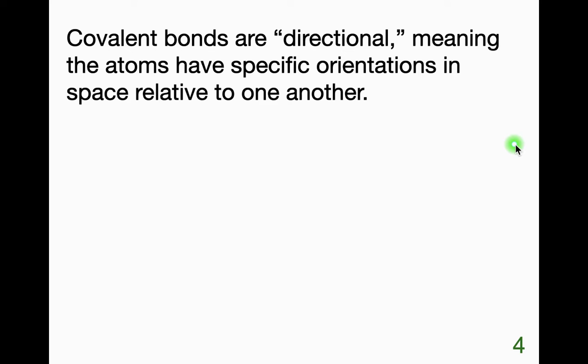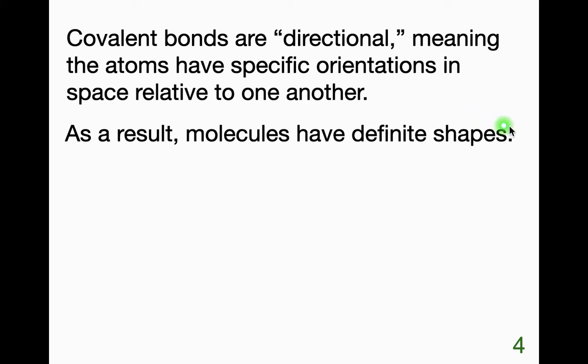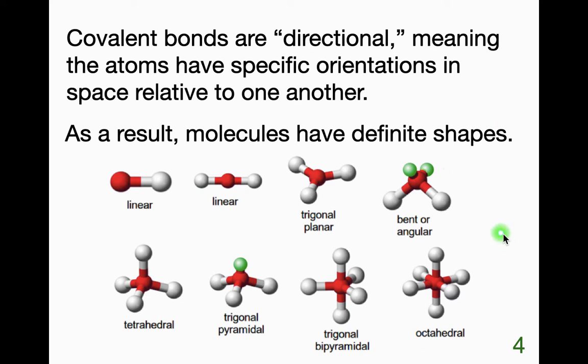Covalent bonds are directional, meaning the atoms have specific orientations in space relative to one another. As a result, molecules have definite shapes. Now we'll be getting to the VSEPR model that determines molecular shapes, not today, but later on in this unit. And these are a few of the shapes that you learned last year: linear, trigonal planar, bent, tetrahedral, trigonal pyramidal. Now these last two here is something that you'll learn in IB Chem 2.